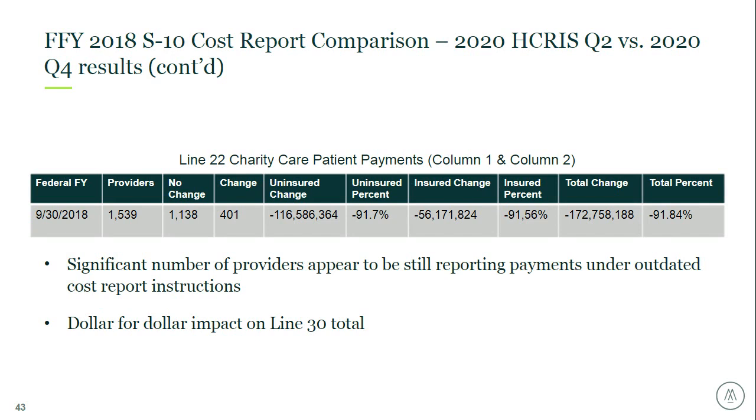Now in 2017 and future cost reports, only patient payments associated with charity discounts granted in a prior year are to be recorded on line 22. So for virtually every hospital, patient payments should have decreased significantly starting in 2017 compared to the prior years. And just like insured charity discounts, those patient payments are not subject to the cost to charge ratio, so any change has a dollar for dollar impact on that line 30 cost total.